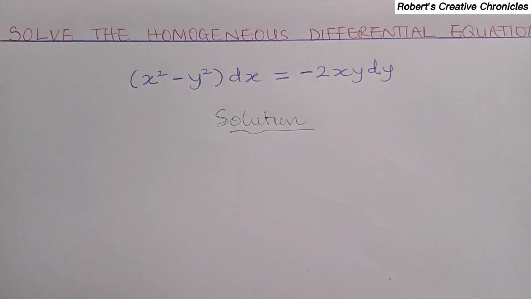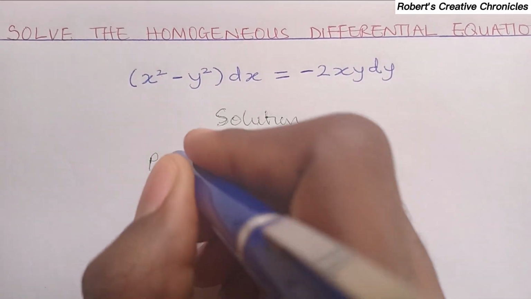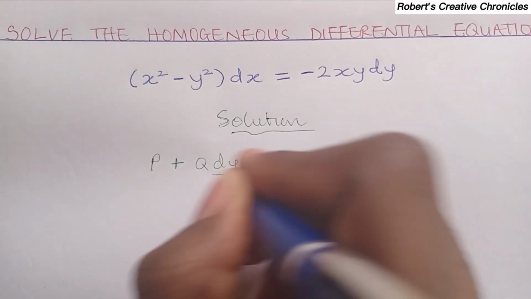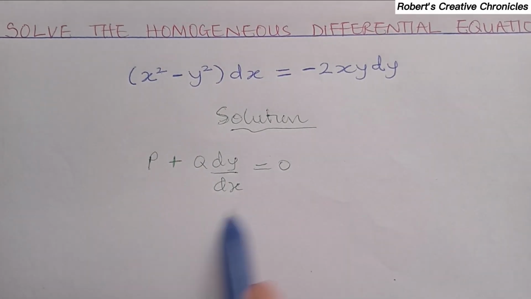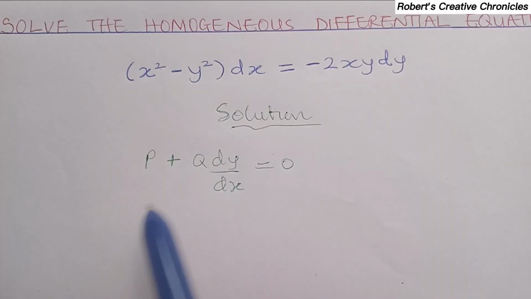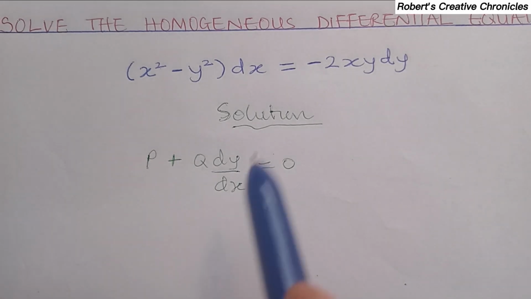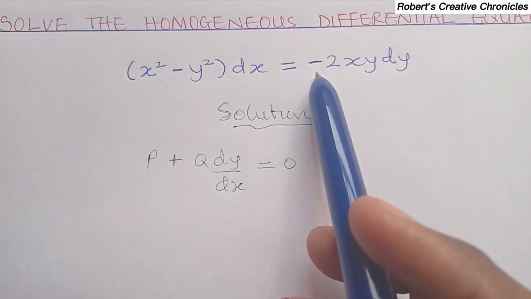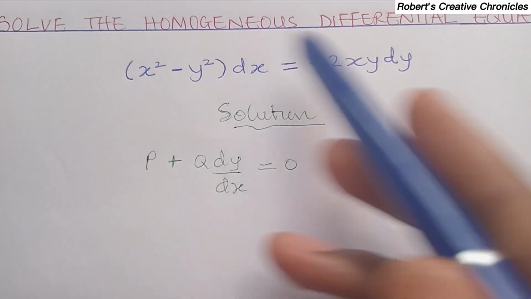So a homogeneous equation is any equation of the form p plus q dy over dx is equal to 0. Any equation of this form is called a homogeneous equation, whereby p and q are homogeneous functions. So we are going to express this in this form because this is a homogeneous equation, but it's expressed in another form. So we will bring this to this side.